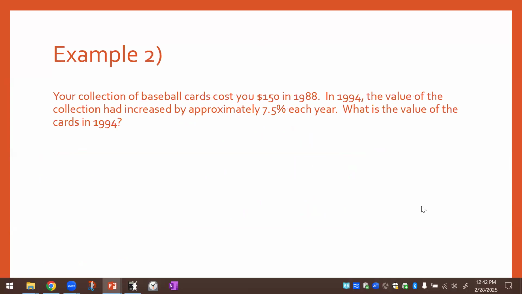Guess whose turn it is? It's your turn. Here's yours. Go. Read the text, mark the text, identify your variables.